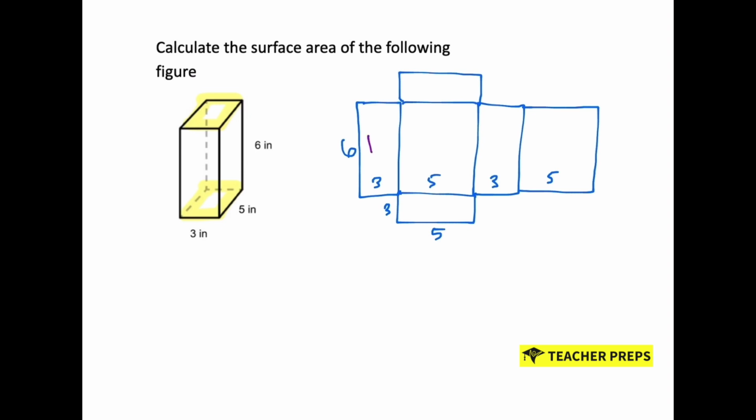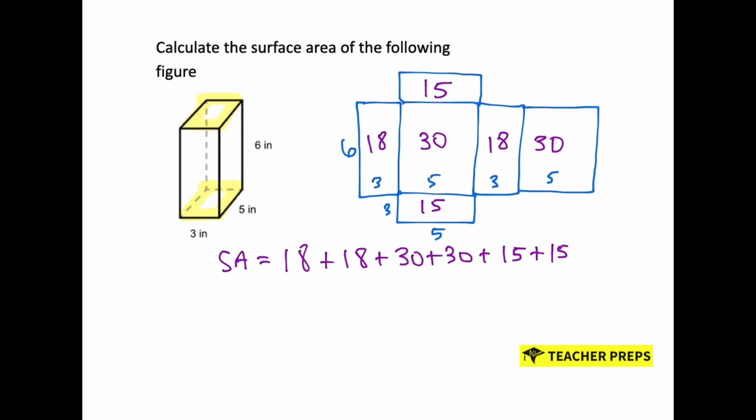6 times 3 is 18. 6 times 5 is 30. We have another 6 times 3, which is 18. And another 6 times 5, which is 30. For my bases, I have 3 times 5, which is 15. The final step when finding surface area is to add all of the areas. So we can take 18 plus 18 plus 30 plus 30 plus 15 plus 15.